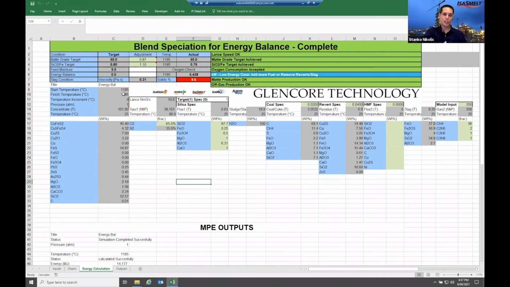Now, it could be that this is a low energy blend because of these copper oxides, so I'll look at adding a bit more fuel. This could be solid fuel in an ISASMELT. This could be natural gas or gaseous fuel that we put down the lance itself. Now, we do have another option in the ISASMELT, which is that we look at adding in, let's say, a high margin feed.